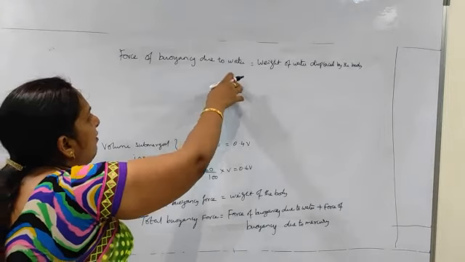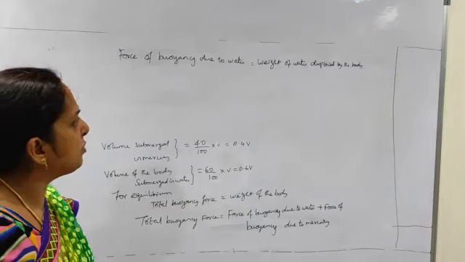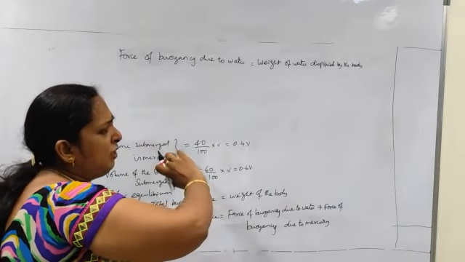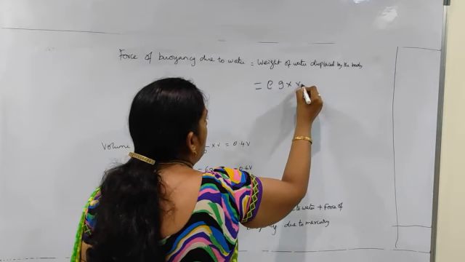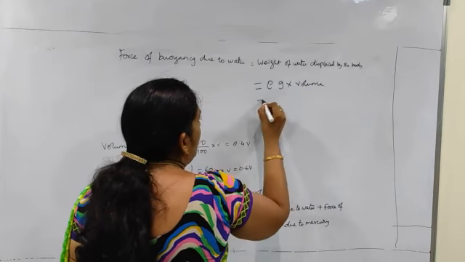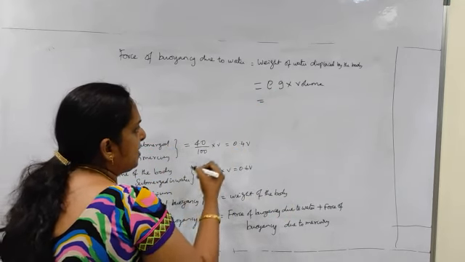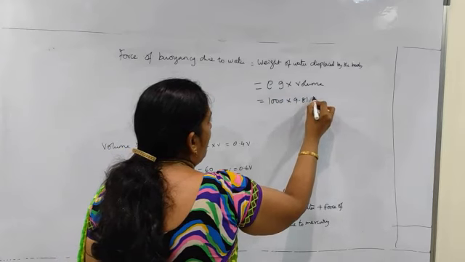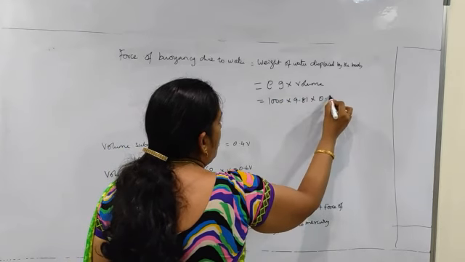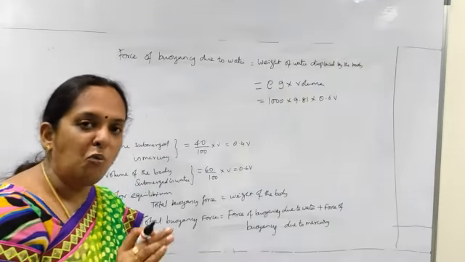That will be equal to the force of buoyancy. That will be giving you the buoyancy force. So the weight of the water displaced by the body is the same, rho into G into volume. So volume, we know, in terms of water only we have to find out. So water is 60%, rho is 1000, G is 9.81 and volume is 0.6 B. So this is the force of buoyancy due to water.